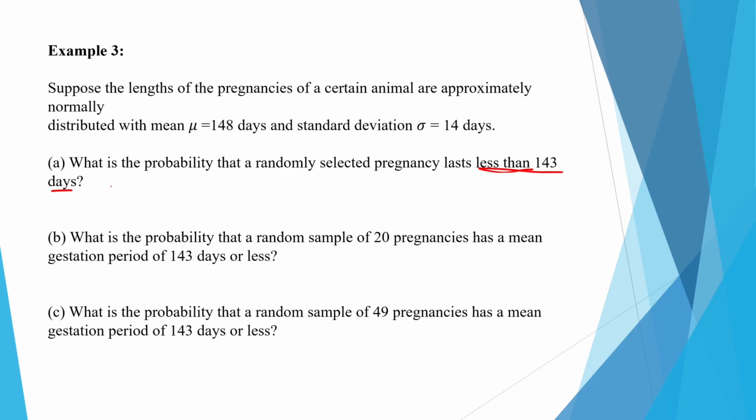For this question, we want to find the probability that X is less than 143 days. For this problem, I'm going to use technology. Here we have that we're only selecting one individual, so n is equal to 1. X is equal to 143. And our standard deviation we know is 14. And our mean is 148.